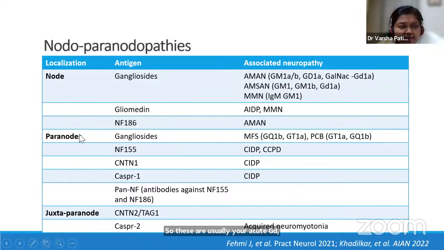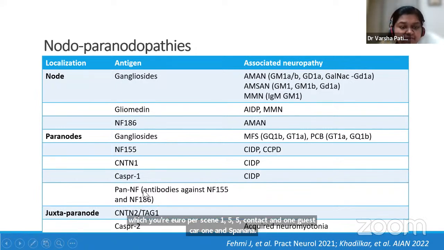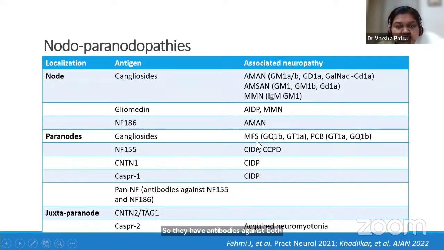Okay. Now the paranodes are usually your CIDP-like profiles. So these are your gangliosides, especially your Miller Fisher because of GQ1b, GT1a, and the others. Or the hot ones these days are your neurofascin 155, contactin 1, Caspr1, and pan-NF. So they have antibodies against both neurofascin 155 and neurofascin 186. So all of these give you kind of a picture that is CIDP.